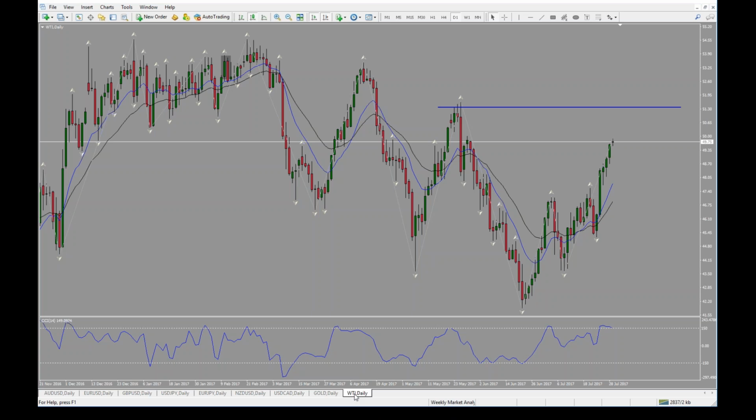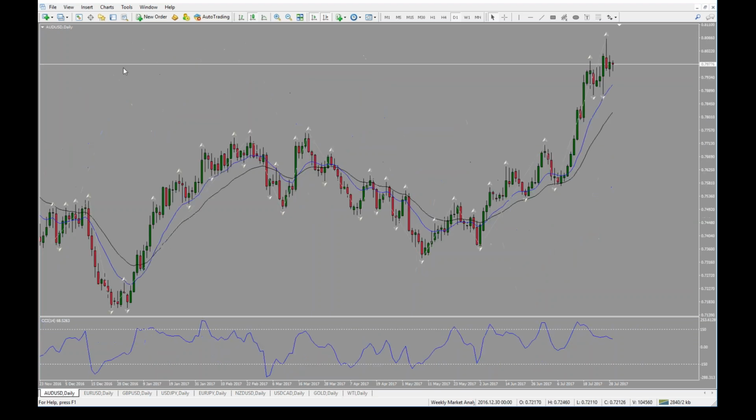A couple of questions are coming up. Give me 1 moment. Do you normally look at silver? I can look at silver for you right now. Give me 1 moment.